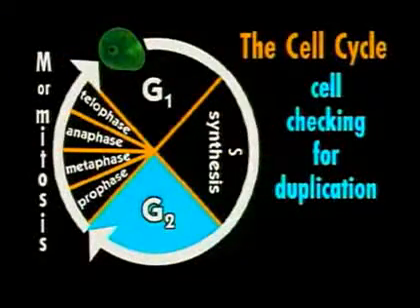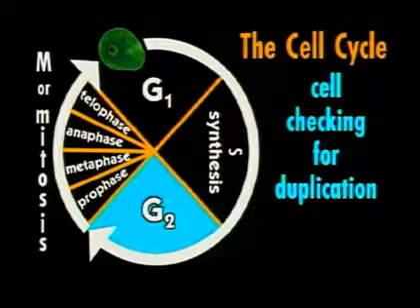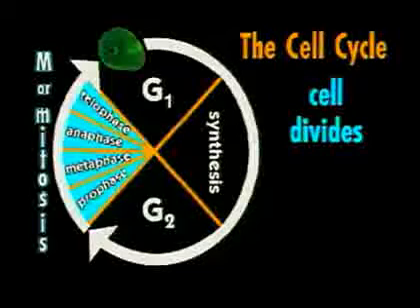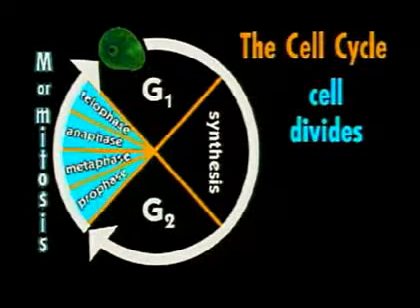After it synthesizes all of its DNA, the cell goes through another gap phase called G2. Now, one of the reasons for the G2 phase is to check to make sure everything's in proper order and all the necessary parts are replicated before the final process of division. This actual division is called mitosis, and it's abbreviated as M.